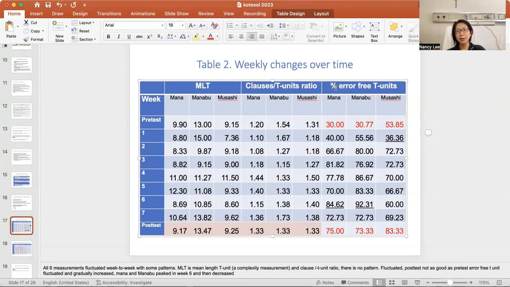If we have a look at the percentage of error-free T-units, you can see that compared to the pre-test, all 3 participants increased, and the differences are quite significant. We can see that Musashi is the highest achiever out of the 3, and that in week 2 he had the lowest performance of percentage of error-free T-units. Mana and Manabu reached the peak of their performance in week 6, where Mana had about 85%, and Manabu had about 90%.